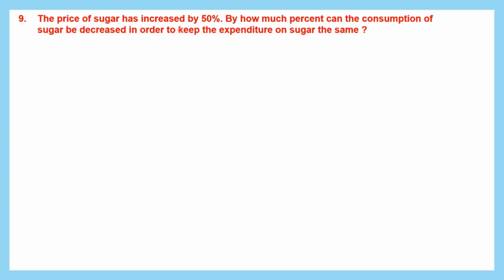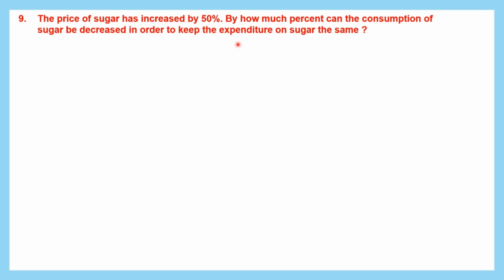Question 9. The price of sugar has increased by 50%. By how much percent can the consumption of sugar be decreased in order to keep the expenditure on sugar the same? That means the family that is using this sugar now has to reduce their consumption. They have to reduce how much sugar they are using so that the expenditure remains the same, because the price of the sugar has increased.